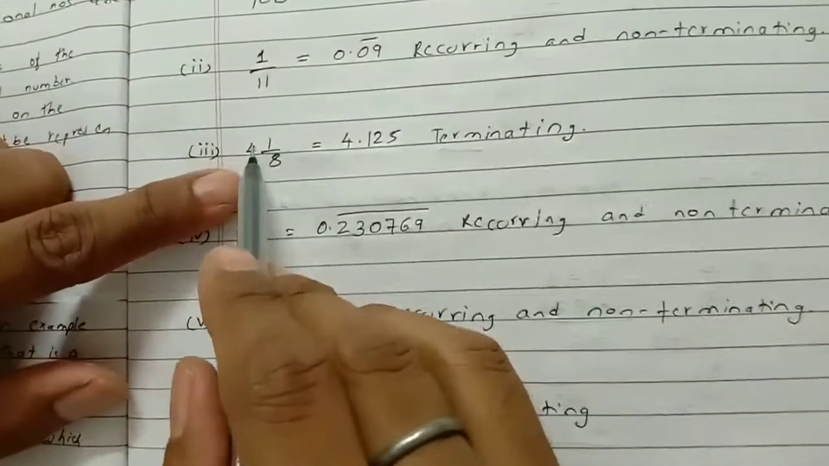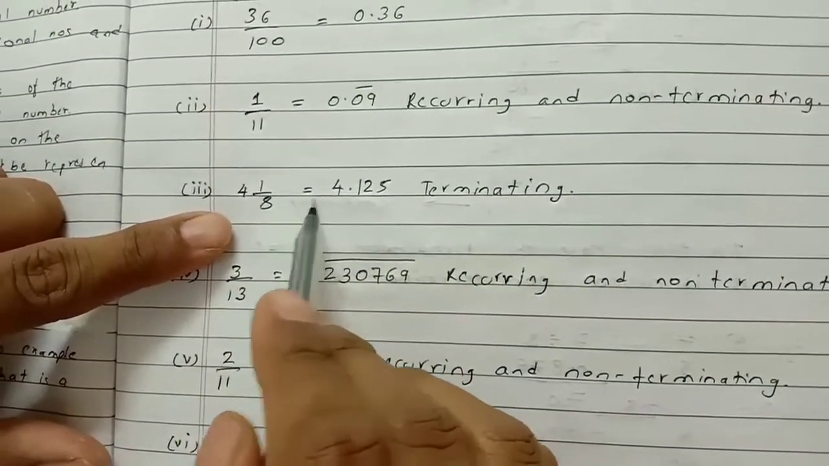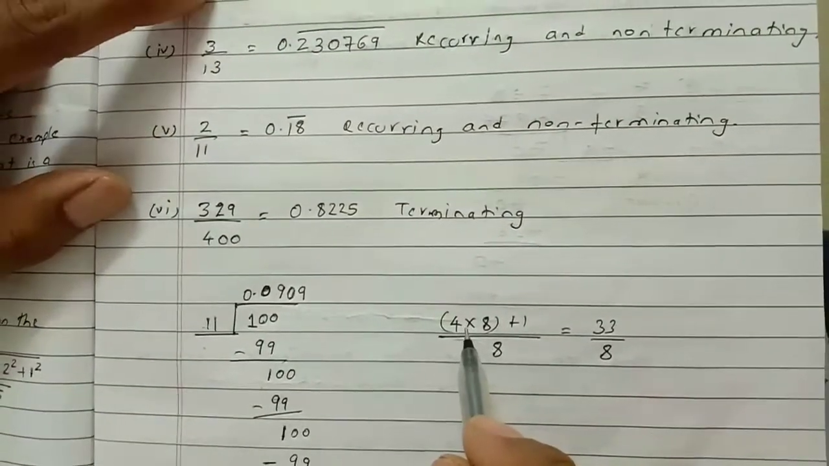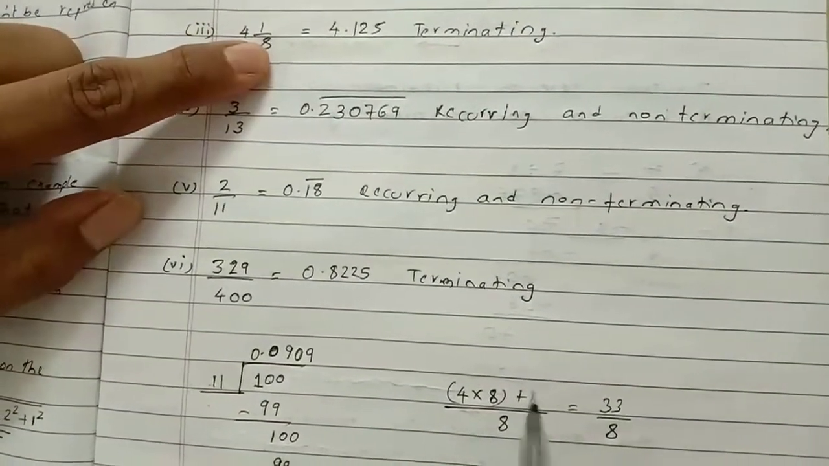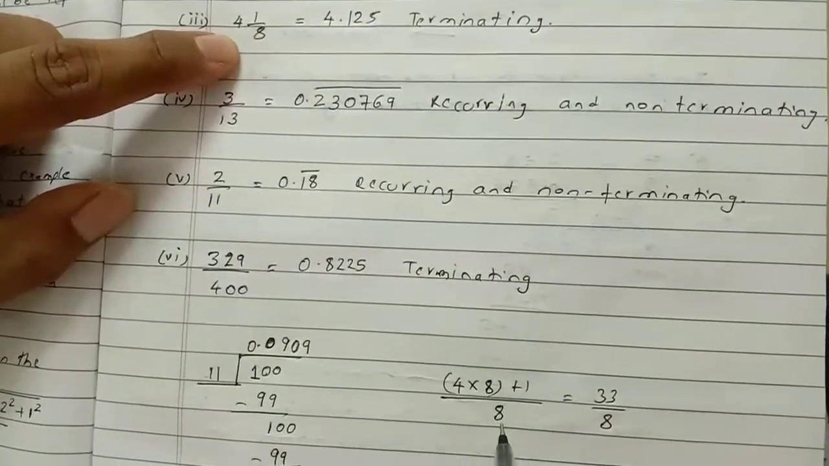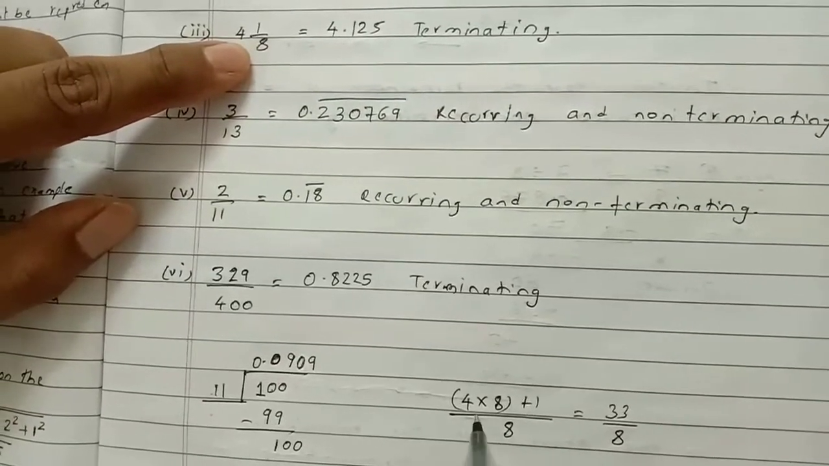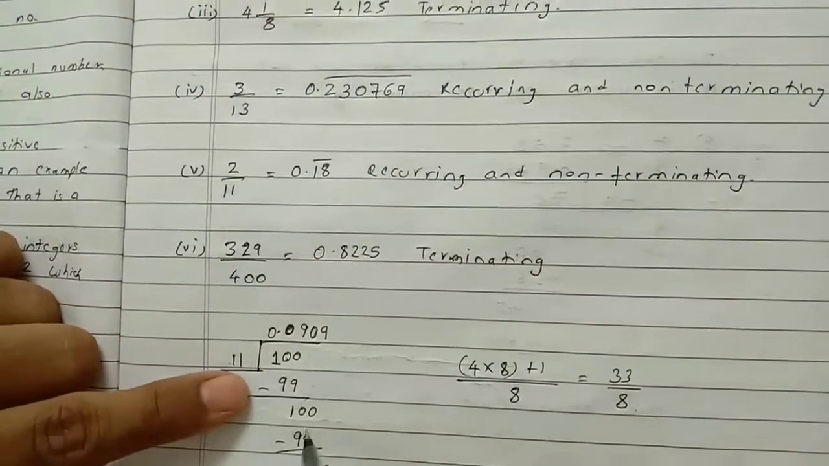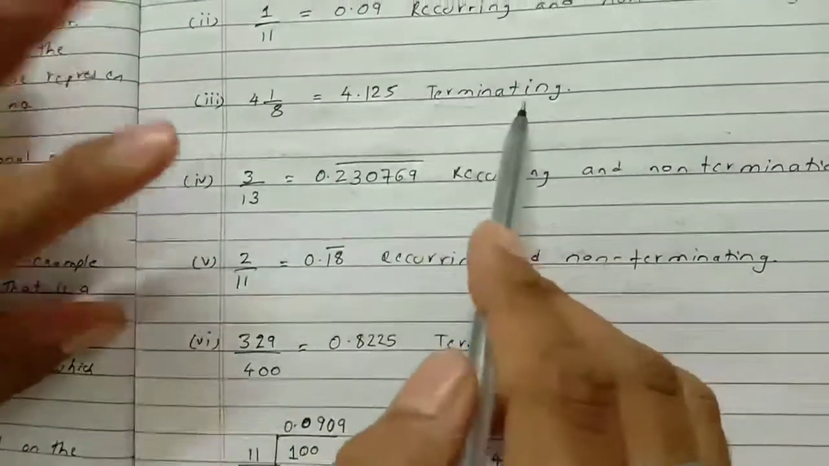Now the third one is 4 1 by 8. So 4 1 by 8 can be solved by cross multiplying 4 into 8, and adding the numerator 1, and the denominator will remain 8. So 4 times 8 is 32 plus 1, 33 by 8. Now we have to divide 33 by 8 in a similar fashion. The answer will be 4.125, and it is called terminating, since the remainder is 0 in this case.